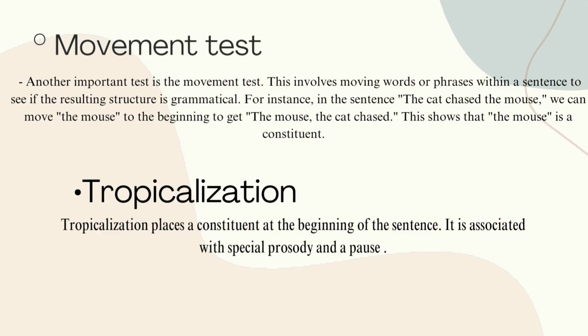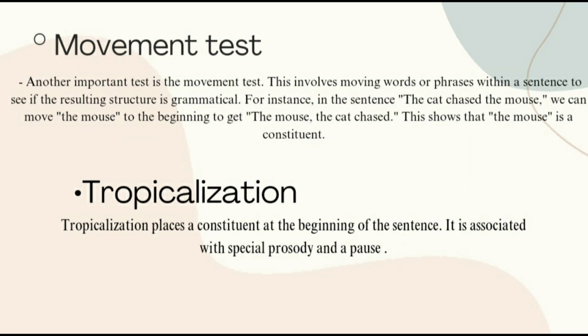So let's move to the second constituency test, which is movement test. Movement tests involve moving words or phrases within a sentence to see if the resulting sentence is grammatically correct and still has the same meaning or not. Let's say a simple example. The cat chased the mouse. We can move the mouse to the beginning of the sentence, and the sentence will become the mouse the cat chased, and gives the same meaning. And it also means that the mouse is a constituent.